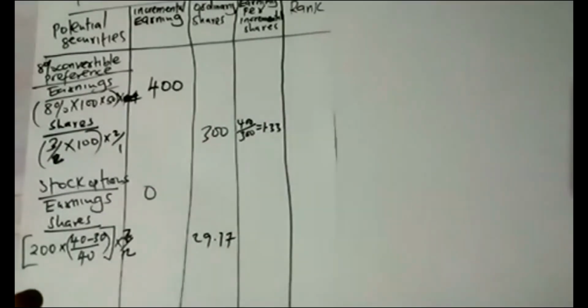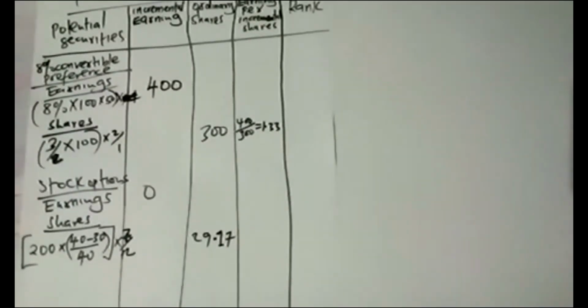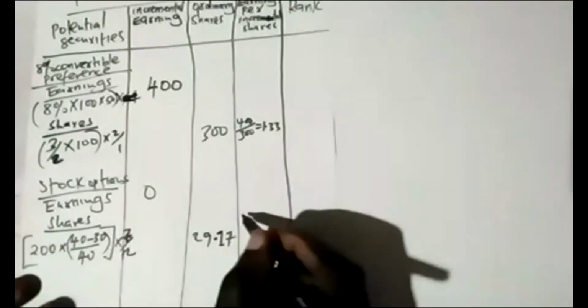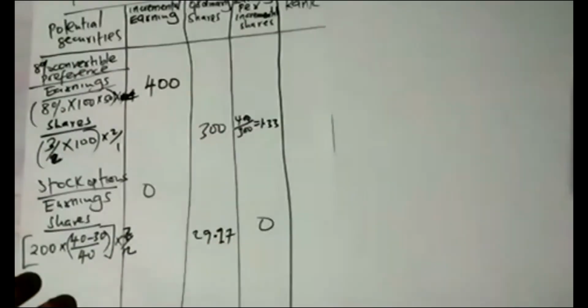There's a problem with my calculator, the decimal points. It's rounding off. I need to fix it. 29.17. So if you divide by 29.17, that is 0. Yes, 0. If you divide the 2, then we move on to another security.